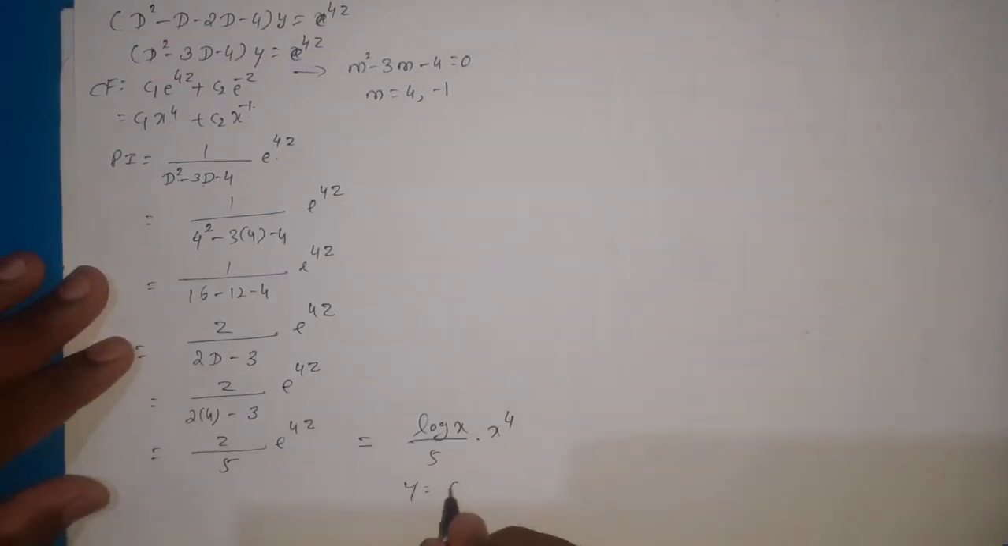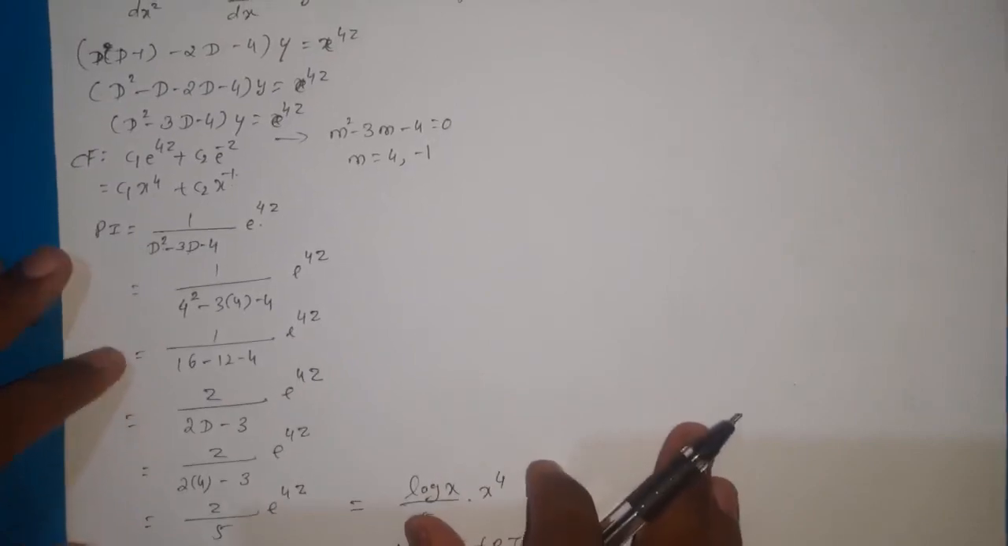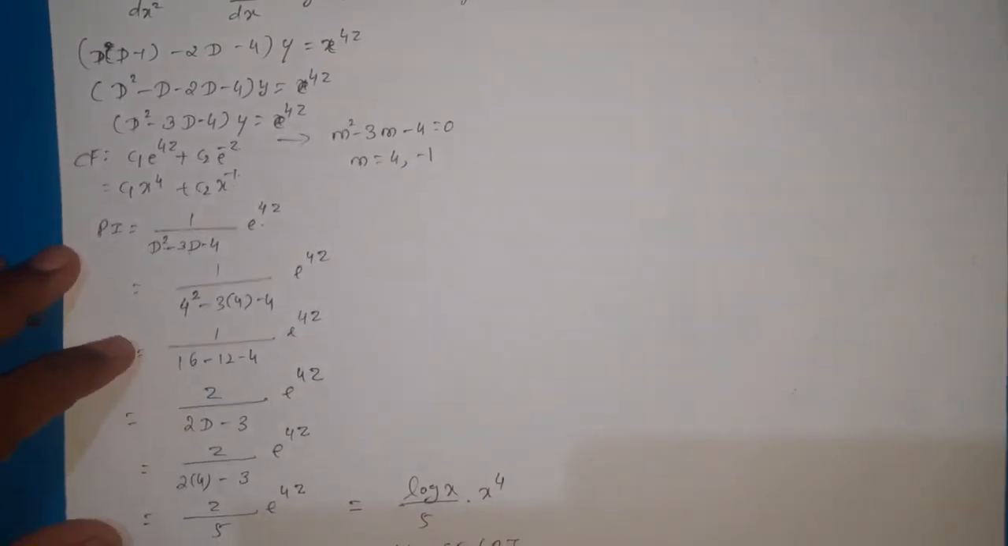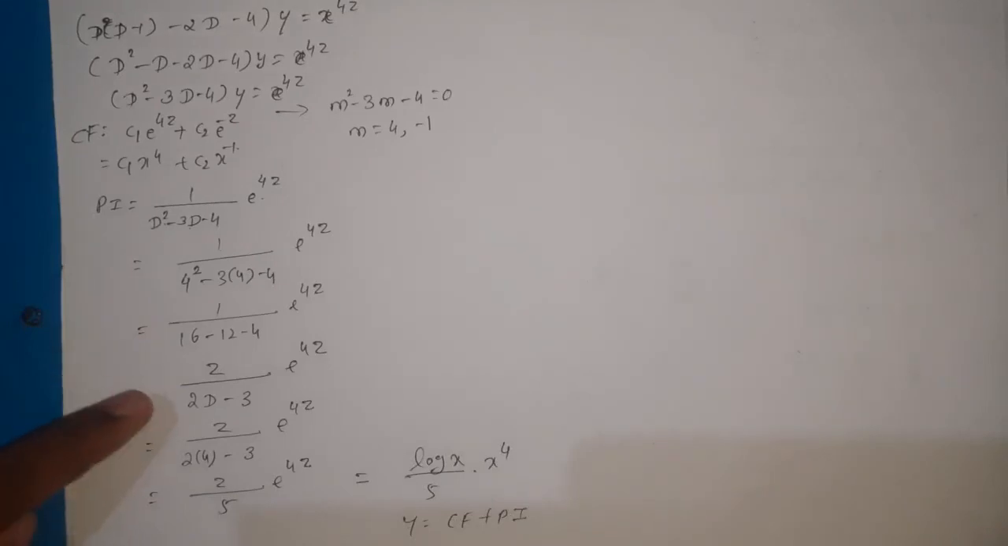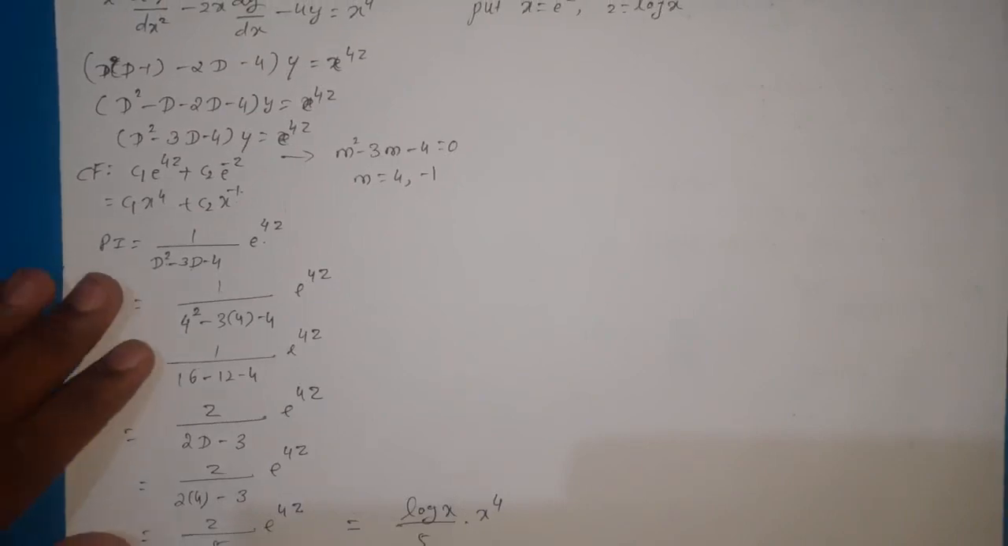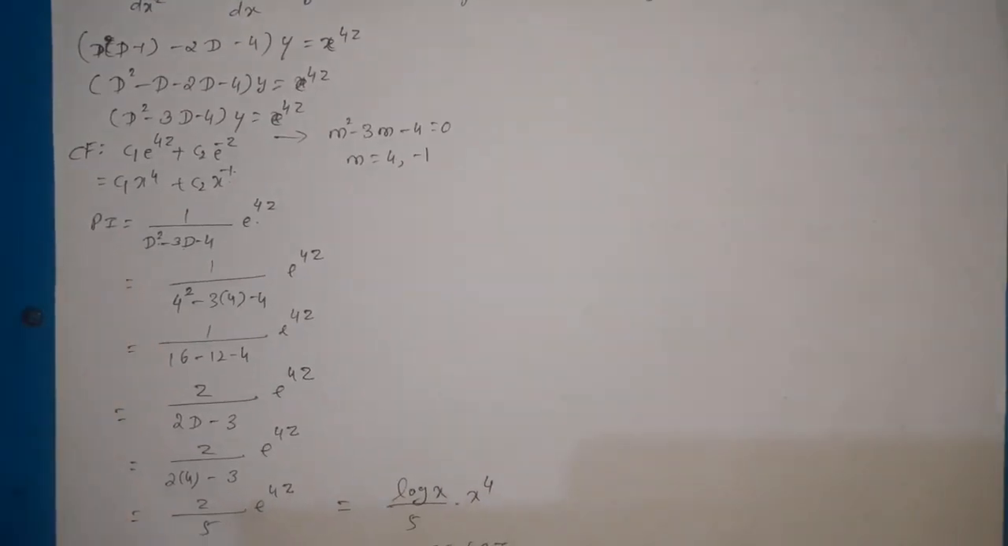Then y equal to CF plus PI. So be careful, whenever the case of failure occurs, then that is z divided by f dash of D, right? That is already solved in the third unit. Just remember those things to move further.